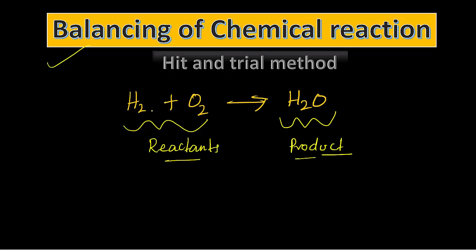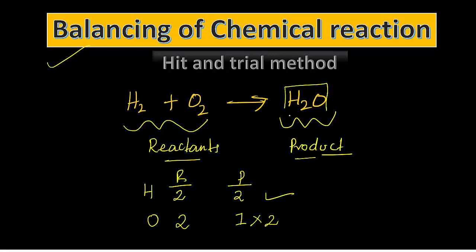Okay. So how many hydrogen atoms are there in the reactant? You tell me. This is 2. How many hydrogen atoms are there in the product? This is also 2. So see, hydrogen is already balanced. Now we will check the number of oxygen atoms in the reactant and product. So how many oxygen atoms are there in the reactant? Only 2 oxygen atoms are there. And how many oxygen atoms are there in the product? Only 1 oxygen atom is there. So we need to multiply by 2 before this H2O molecule.